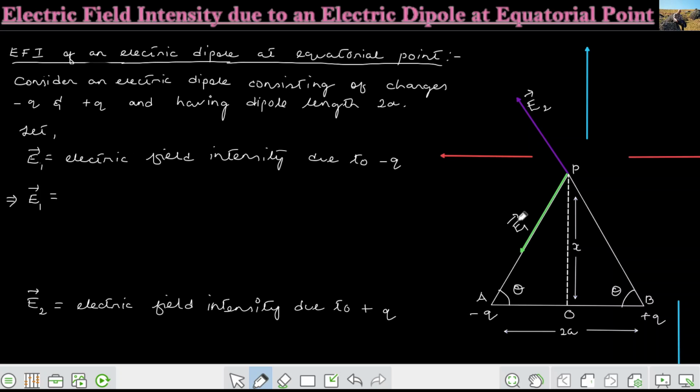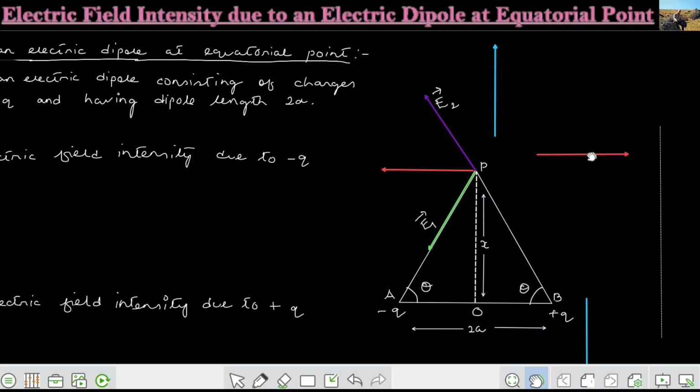So this E1 and E2 have to be resolved into their respective components. So now I will take this vector and place it over here, and I'll take another vector and place it at point P. Now you already know from school geometry that if this angle is theta, it is obvious that that angle is also theta.